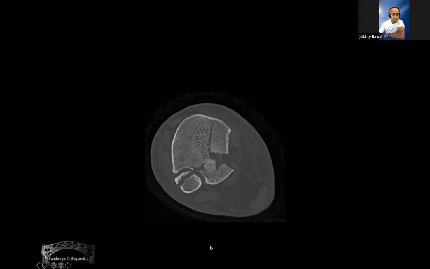Yeah. And then it's your choice. There's no issue at the front here, right? So we don't have to do a combined approach. It's purely a posterior pylon. Yes. So this can be done in a nice prone position, because you know that you don't need a combined approach. Yep.